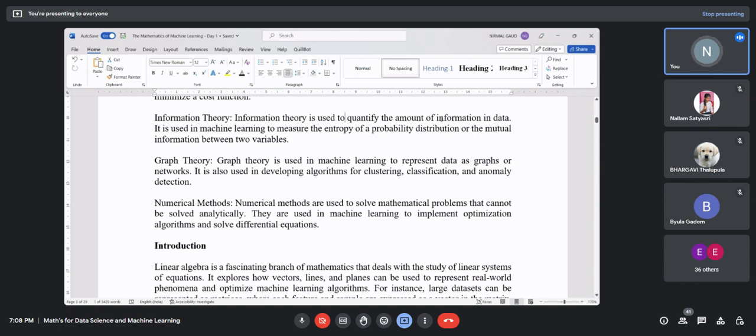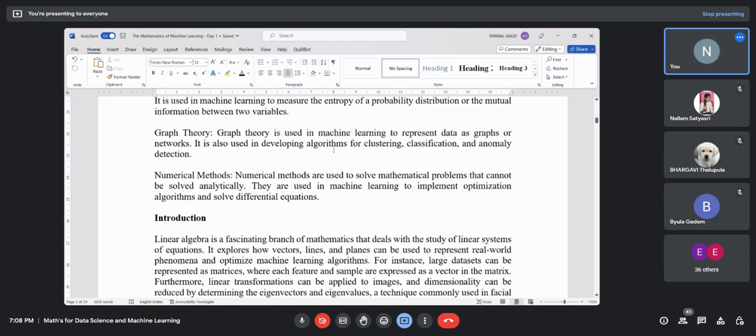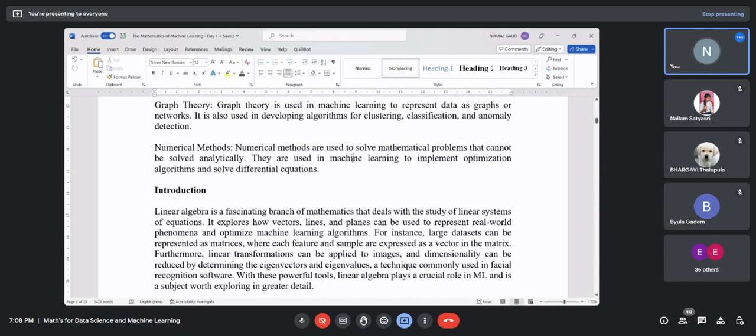Information theory, just to quantify the amount of information. That's also needed here. Graph theory, obviously, is used to develop algorithms such as clustering, classification, anomaly detection. See, in machine learning, we have different kinds of problem statements, either related to classification, prediction, clustering, anomaly detection, depending upon your supervised and unsupervised algorithms. So this is the graph theory part, and now some numerical methods.